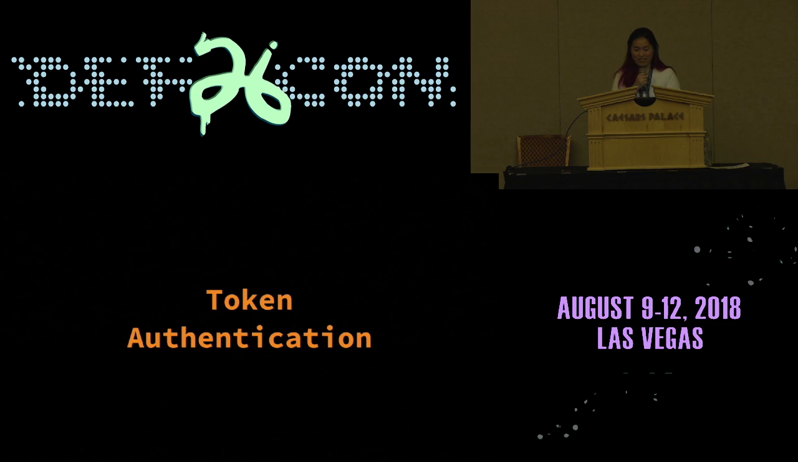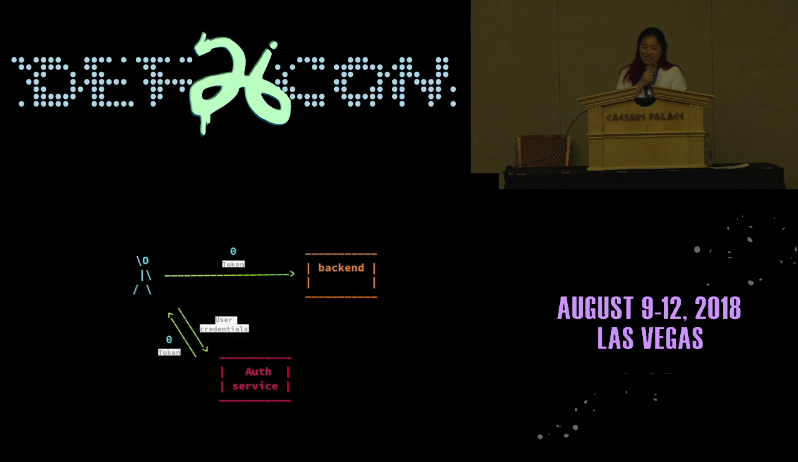Okay, so about token authentication. This is the most brief and small example of how it works. Say a user wants access to a very specific resource on a backend, but for some reason they either don't trust the backend service or they don't want to send their full credentials over the wire again and again. So what they could do is send their credentials to an authentication service, which will authenticate their credential and give back a token. And then the user can use this token to authenticate to the backend service.